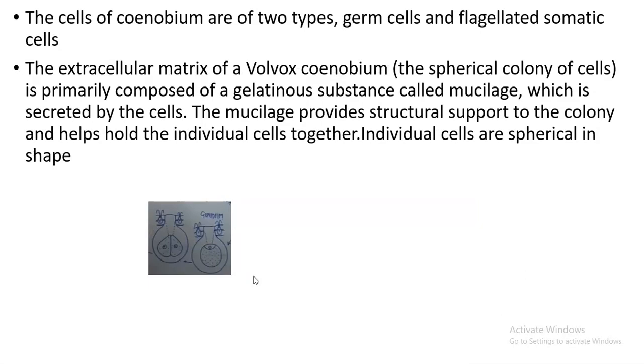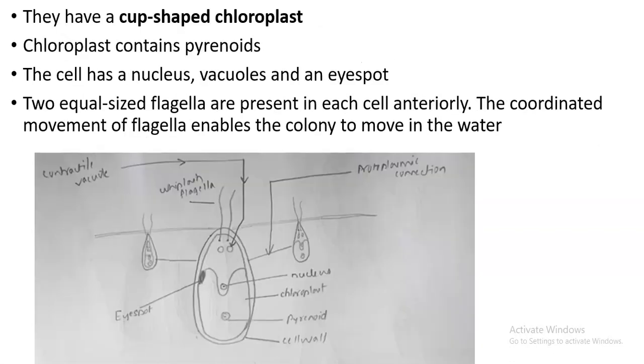And you have to take care of one thing. I told that individual cells are spherical in shape. This is not completely true for all the cells. The cells of the gonidium, you can see these are actually spherical in shape. But the flagellated somatic cells are something like a pear shape or Chlamydomonas-like shape. These are the flagellated somatic cells. This is not spherical. This is a Chlamydomonas or pear-like shape.